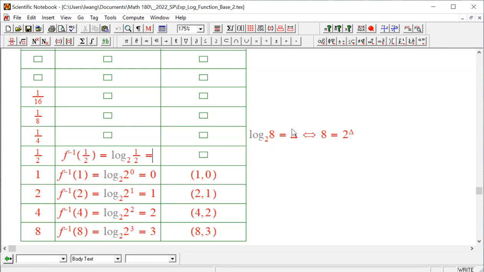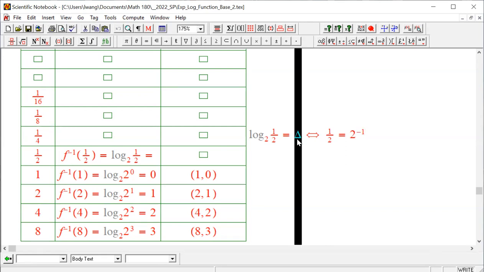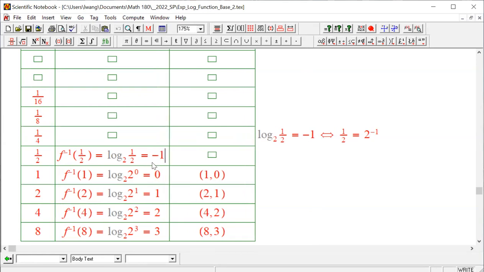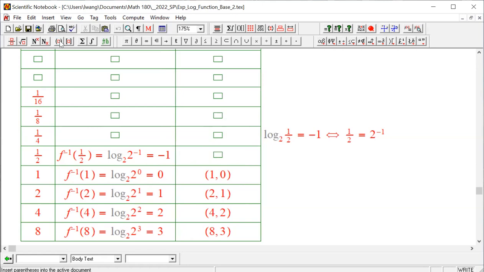Right? What should that be? What if this is half? Right? This is half. What is half? What number power 2 gives us half? Well, -1, right? So this should be -1. This is -1, right? So this answer is -1. And also you might notice that half is 2 to the power of what? -1. So when input is half, you may like to start plotting points.